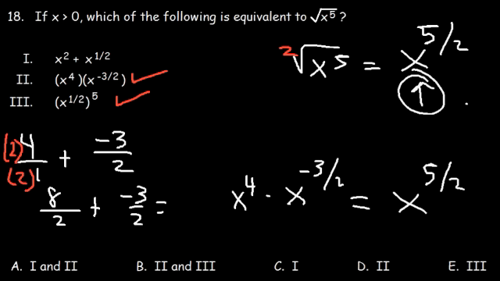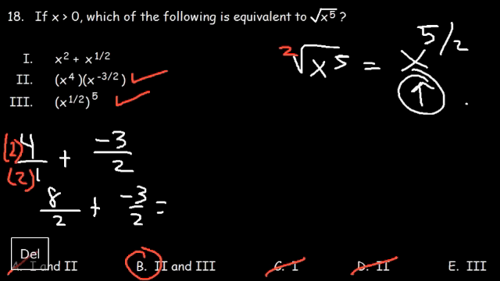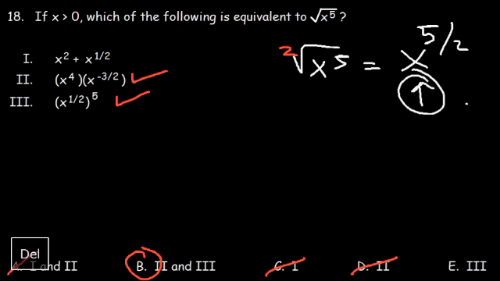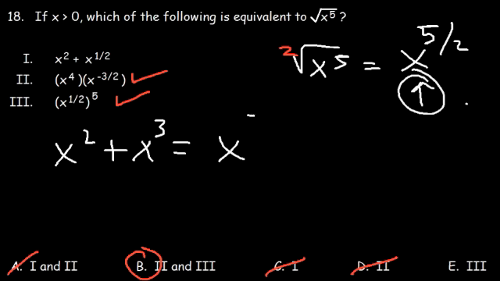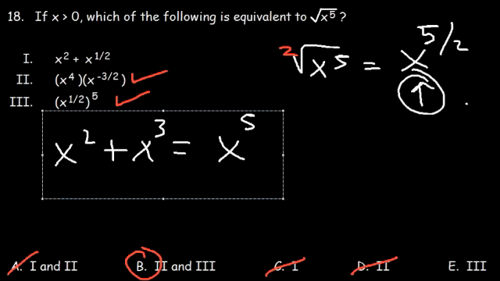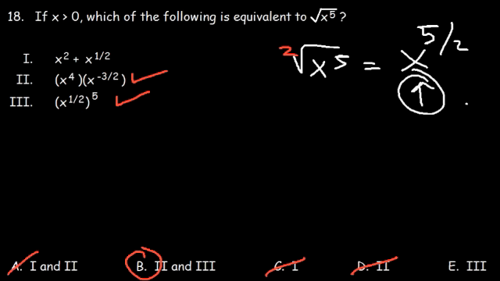So we can eliminate answer choices A, C, and D because they don't have number 3, which we know to be true. So at this point, we know 2 and 3 are true. So we can clearly see that B is the answer without even looking at number 1. Now, number 1 is not true. Let's say if you have x squared plus x cubed, this will not equal x to the 5th power. You can't add unlike terms. So x squared plus x to the 1/2 does not equal x to the 5 over 2.